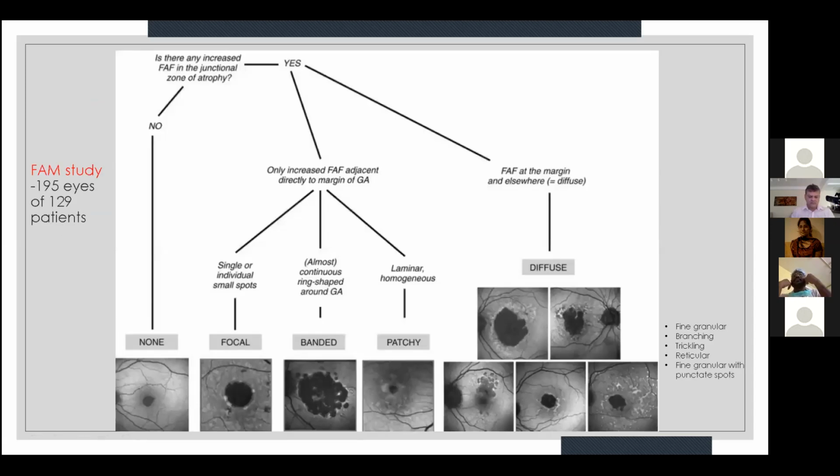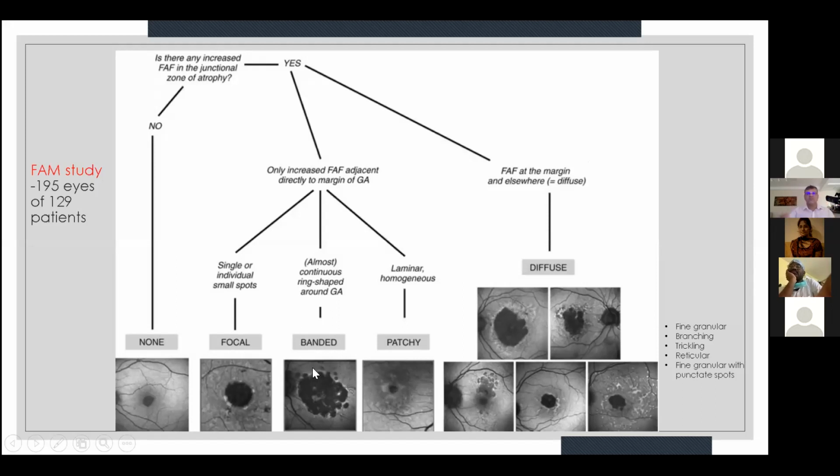There is a study called FAM, which is nothing but fundus autofluorescence patterns in ARMD patients. They studied 195 eyes in 129 patients, and grouped them into the following types. If there is increased fundus autofluorescence in the junctional zone of atrophy, yes, then they grouped into two types: either at the margin, or at the margin as well as elsewhere. If it is at the margin in the form of single or individual spots, as you can see in this image, it is called focal type.